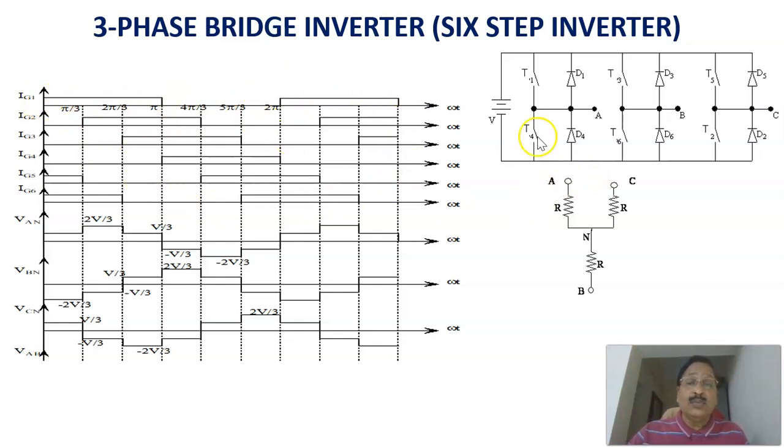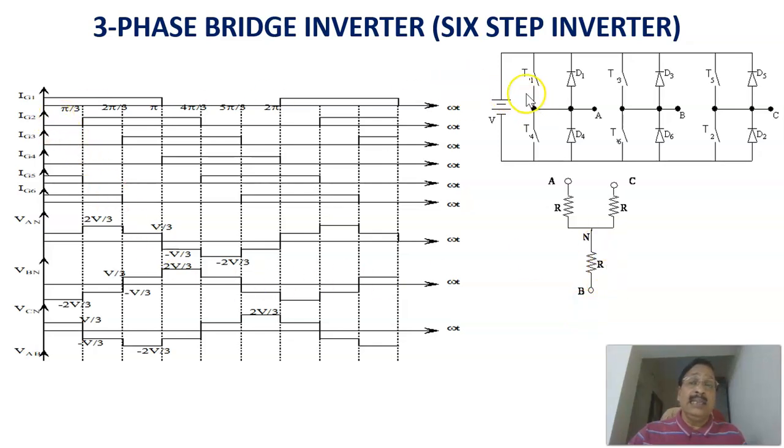Now, if the switches are fired in this sequence, you will get a voltage. If you calculate the voltage at this point with respect to the neutral, you will get a stepped AC voltage like this one. This is the voltage of the A phase, this is the voltage of the B phase, and this is the voltage of the C phase. You will get a 3-stepped AC voltage available between phase A and neutral, B and neutral, and C and neutral.